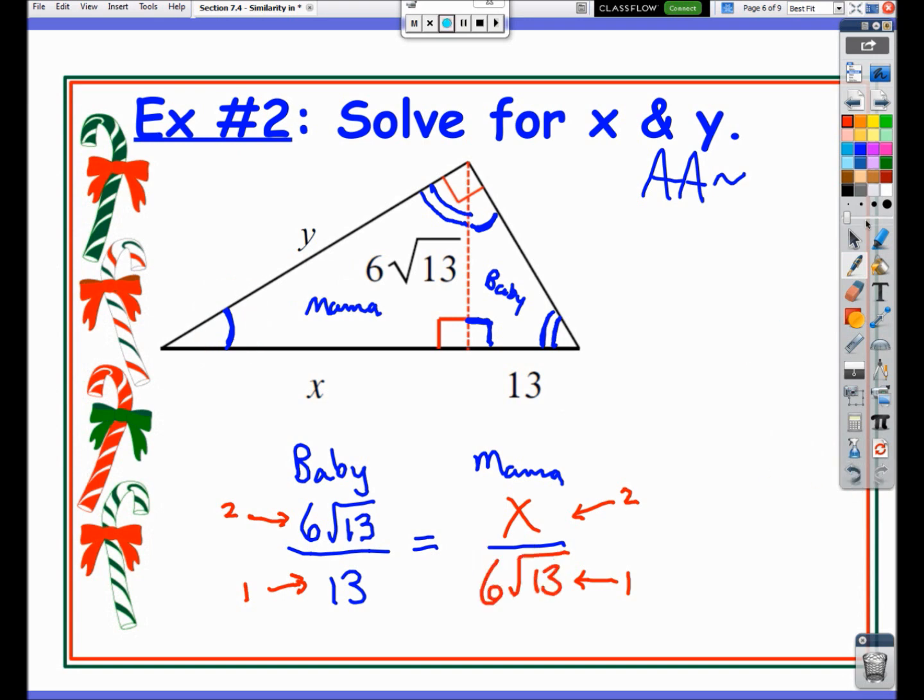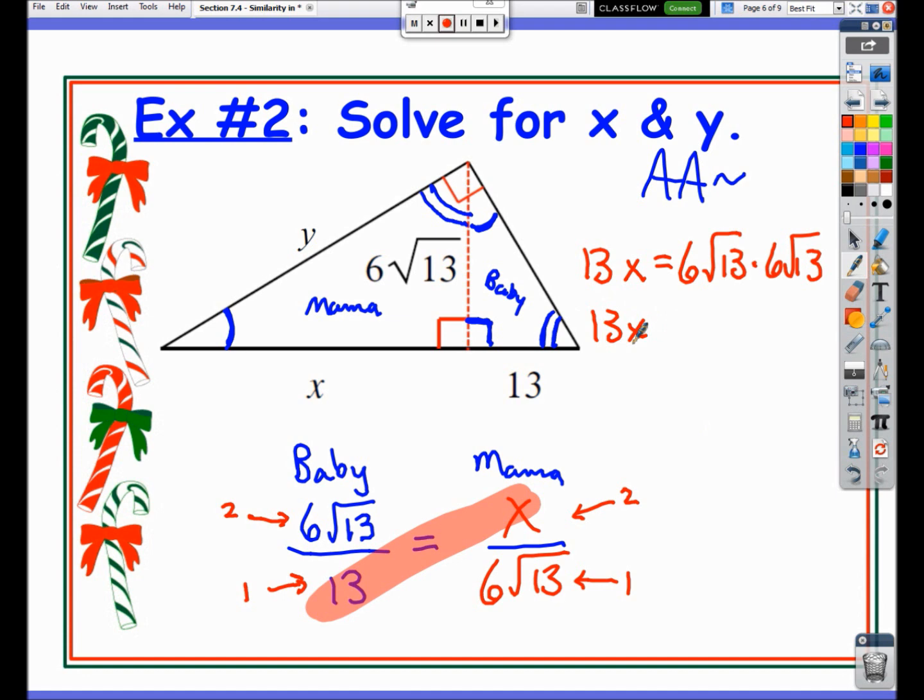So am I going to be able to solve this proportion? We've got just the one variable x, so we can solve this. So when we cross multiply this way, we're going to have 13x. And when we cross multiply the other way, we're really going to have 6 root 13 times 6 root 13, which is really just 6 root 13 quantities squared. So this is just 13x. We can multiply the 6's together and get 36. And we can multiply the root 13's. Root 13 times root 13 is 13.